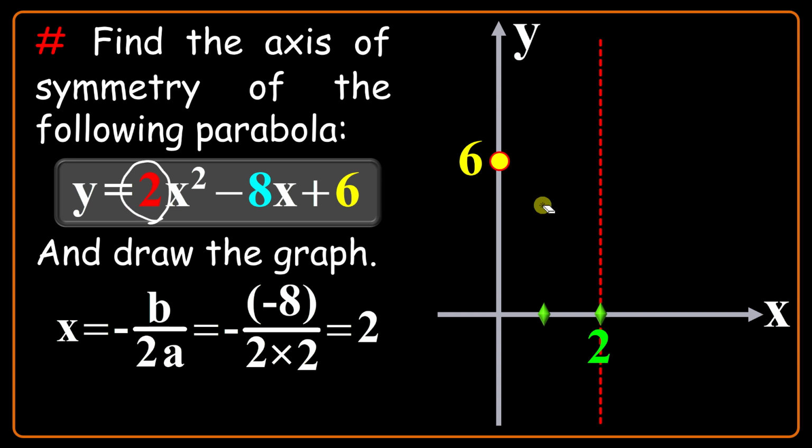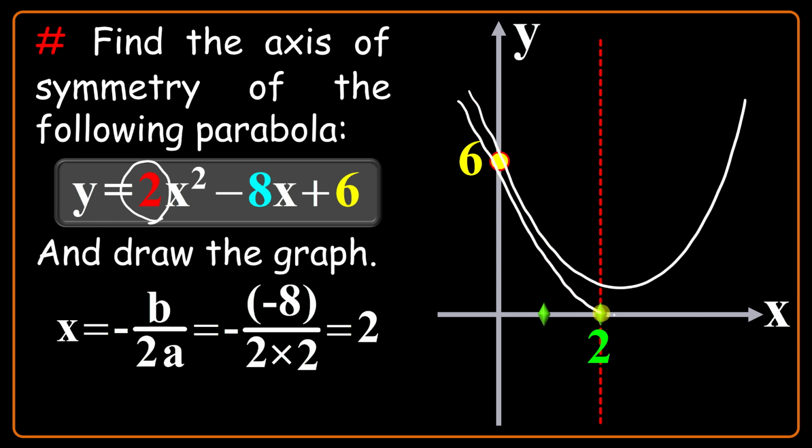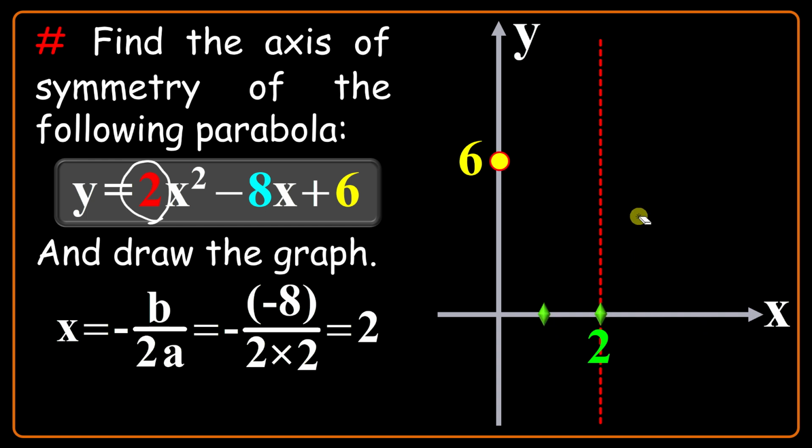But what about the roots? Should I draw it like this, or draw it like this, or draw it like this? I don't know. It depends on the number of roots. So let's check the roots. Here, determinant is very important.